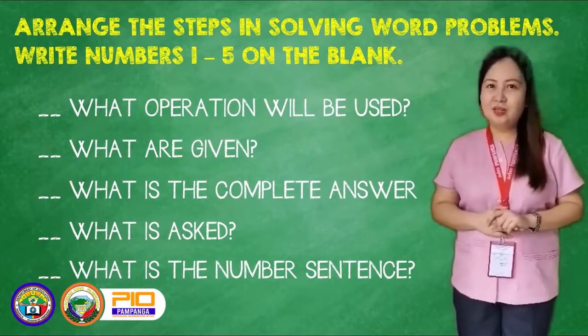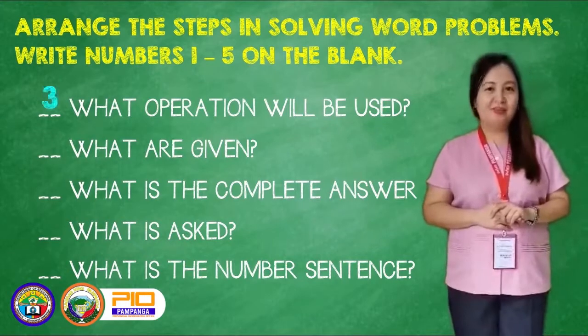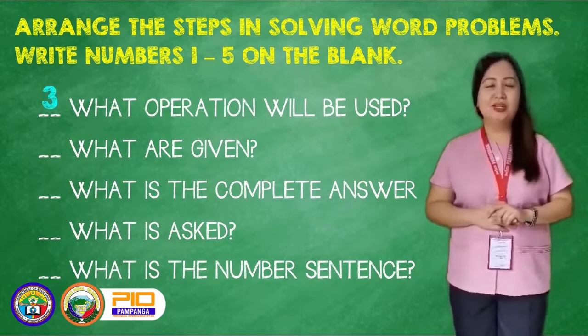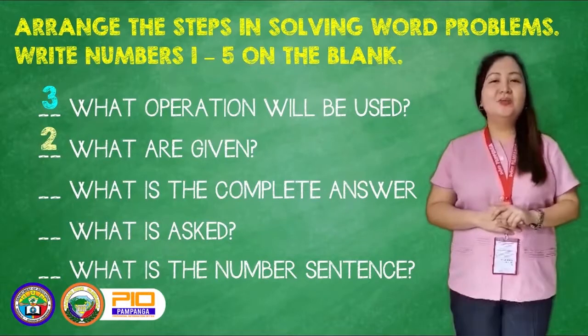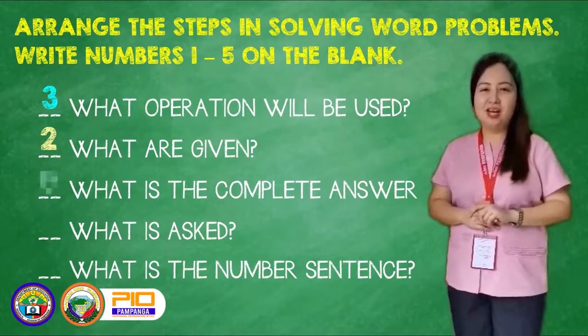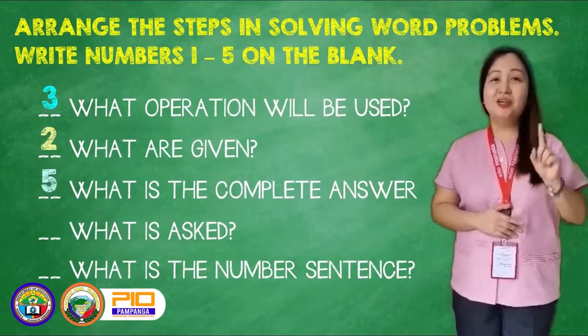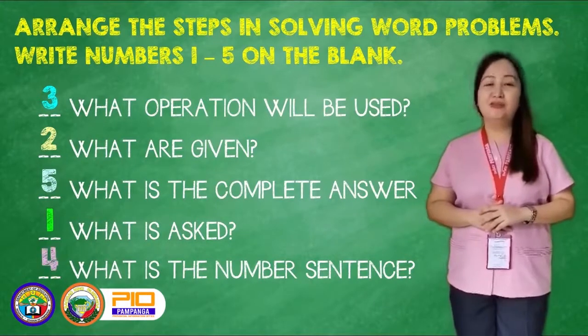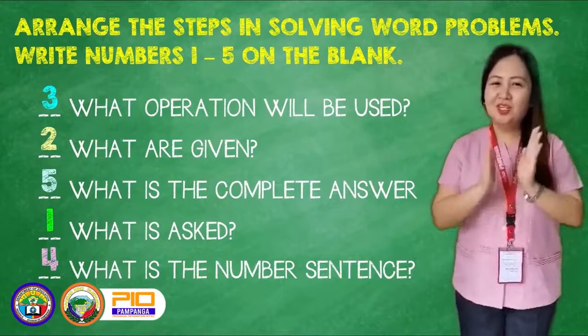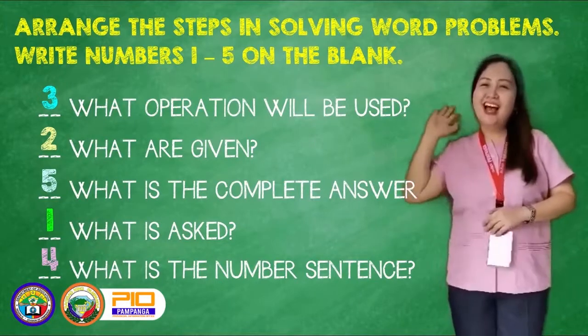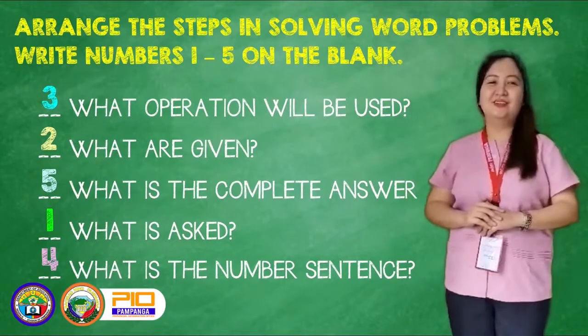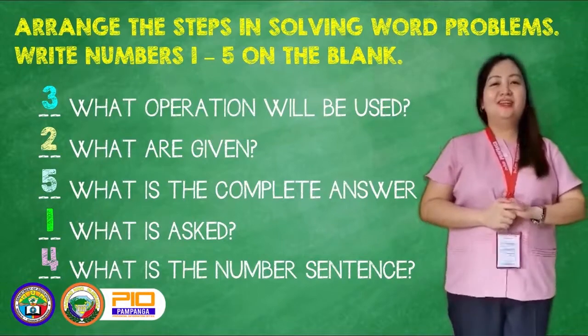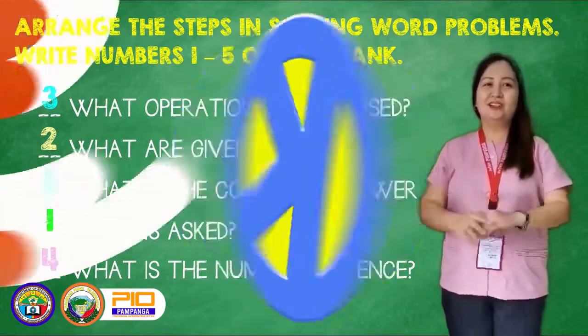What operation will be used is number 3. What are given is number 2. What is the complete answer is number 5. What is asked is number 1. And what is the number sentence is number 4. What a remarkable job, Super K Kids! How about a high five to all of you? Assessment will be next when Teleskwela returns.